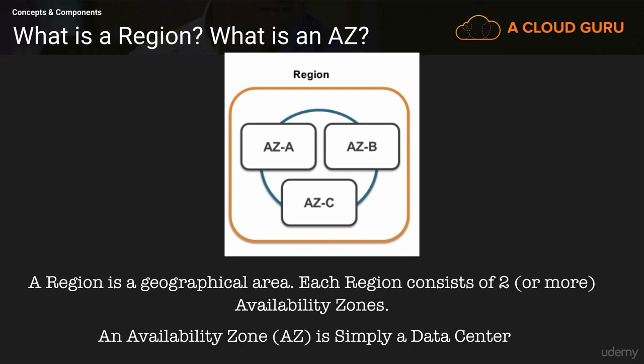So that is it. It's pretty simple. If you just remember a region as a geographical area and an availability zone as basically a data center, you'll be able to fly through the exam. So let's move on to edge locations.